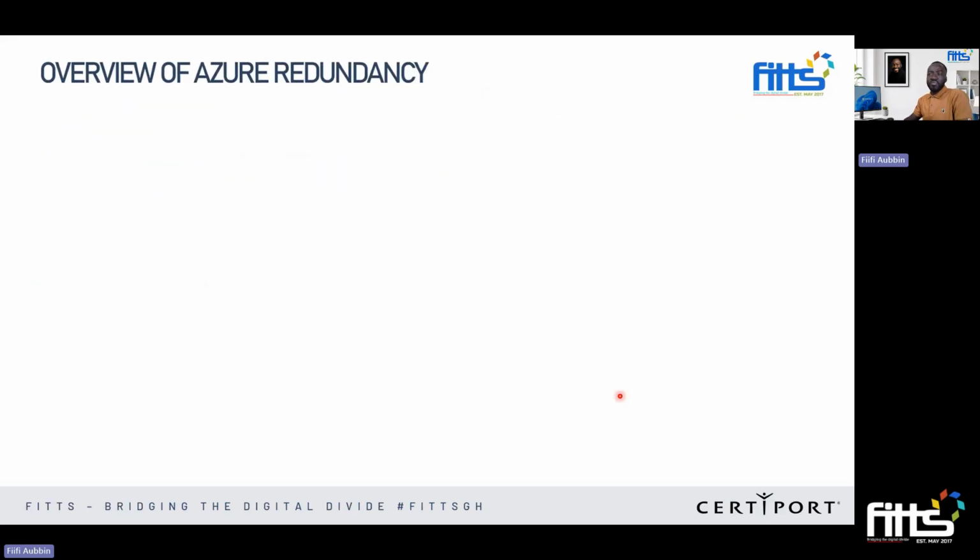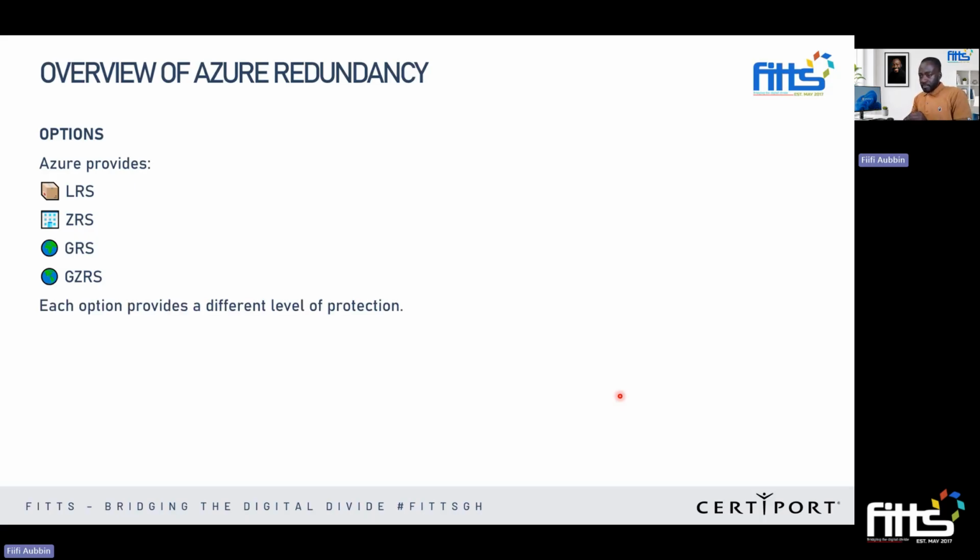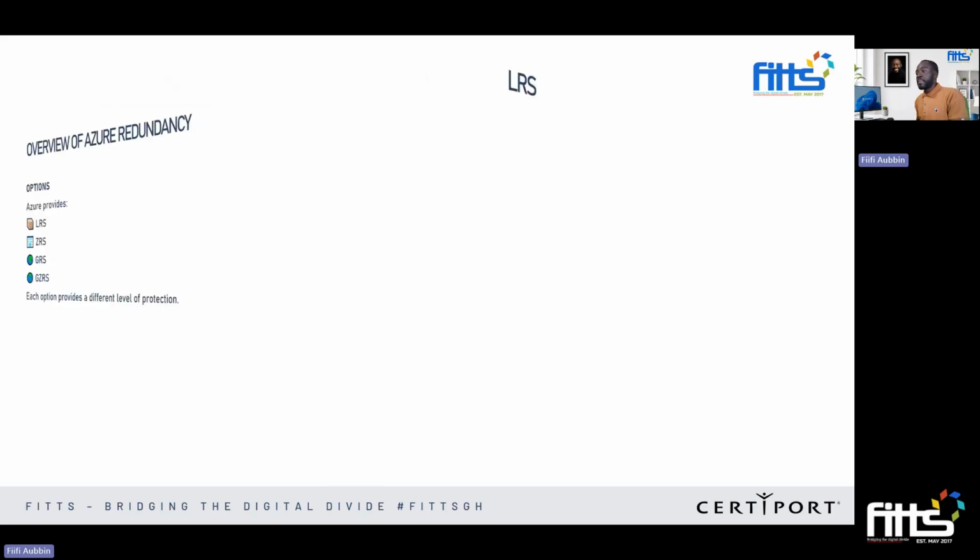So let's look at an overview of Azure redundancy. Azure provides LRS, ZRS, GRS, and GZRS. It's important for you to understand these terminologies for the purposes of passing the AZ-900 exam and for the work that you do as an Azure admin, okay? Each option provides a different level of protection, which we will go through after the slide.